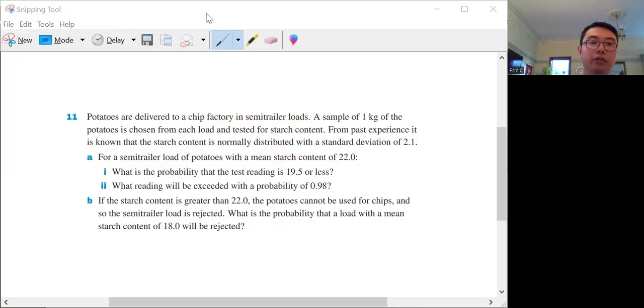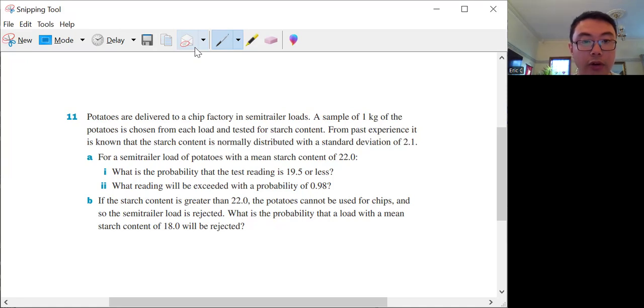So today we'll be going through another tutorial on the Casio Classpad fx-CP400. So let's get started. The topic will be on normal distribution. So the question is, potatoes are delivered to a chip factory in semi-trailer loads. A sample of 1 kilogram of the potatoes is chosen from each load and tested for starch content. From past experience, it is known that the starch content is normally distributed with a standard deviation of 2.1.